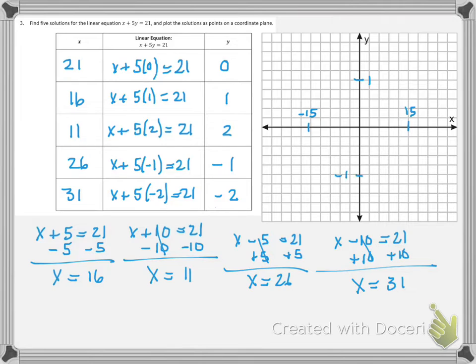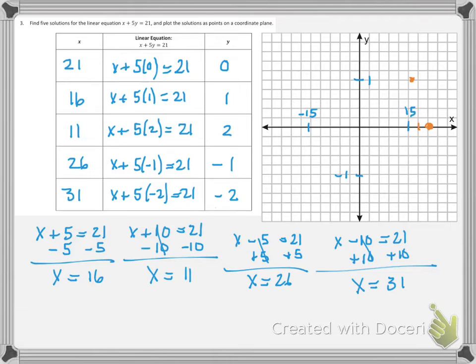Okay, so now we can plot our points. And it's just ordered pairs. 21 to the right, 0 up. Well, 21 to the right would be, let's see, this 15 is here. This would be 18, 21 right there. So 21 to the right, 0 up. That's my point, 21, 0. 16 to the right, well, 16 is a little bit bigger than 15, and then 1 up. 16 to the right and 1 up would be about right there.